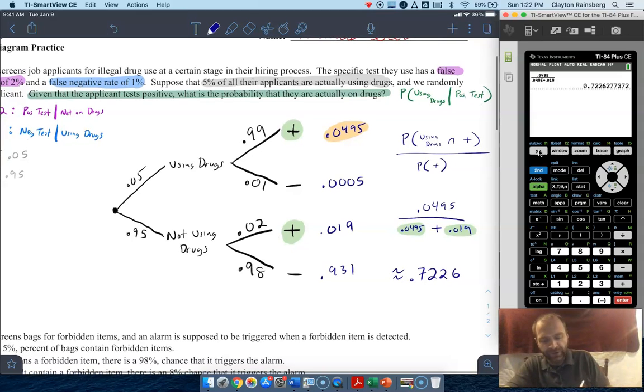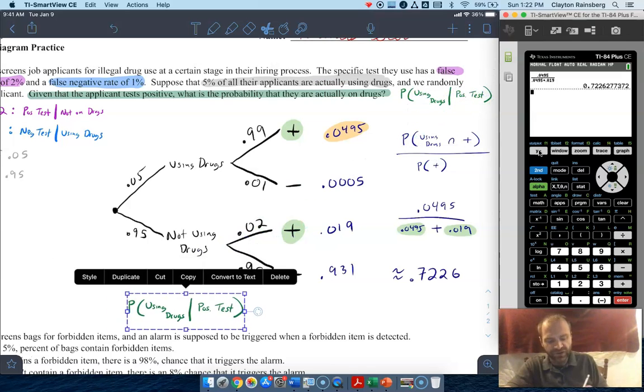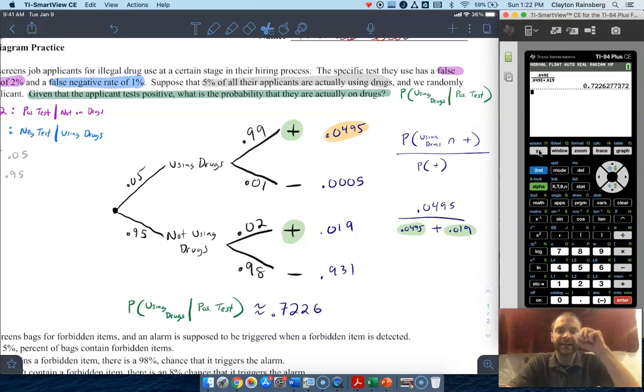Our question is, we want to know the probability that the person is using drugs given that they tested positive. It is 0.7226. And that's it. Now, I used the fraction feature in the calculator because I enjoy using it. But if you are not using it, you need to be a little careful. You need to remember you are dividing by an object that's being added together first. So I need to put division and then a parentheses, and then type in my information. So if you're going to do it that way, make sure you include the parentheses so you get the right result.